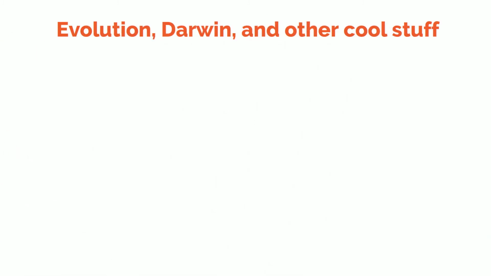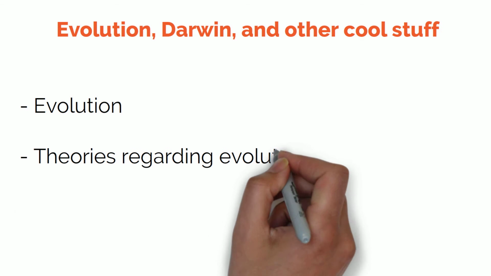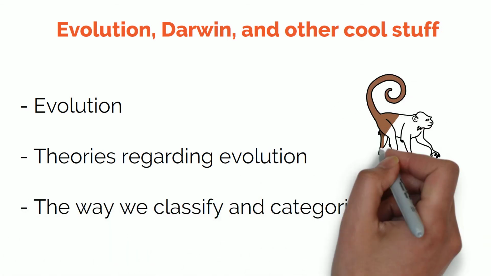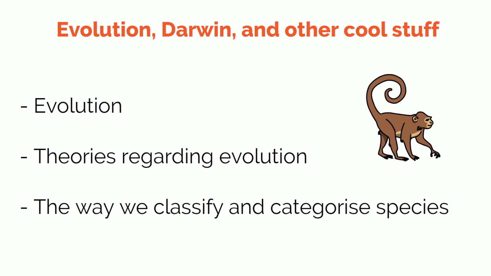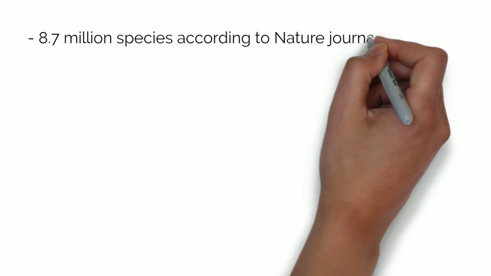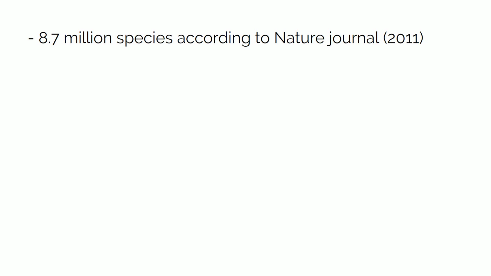Today, we are going to talk about evolution, some theories regarding evolution, and the way we classify and categorize species. So you might have wondered about the amount of species and living beings there are on this planet. The famous journal Nature estimated that number to be at around 8.7 million back in 2011. That is a lot of species.